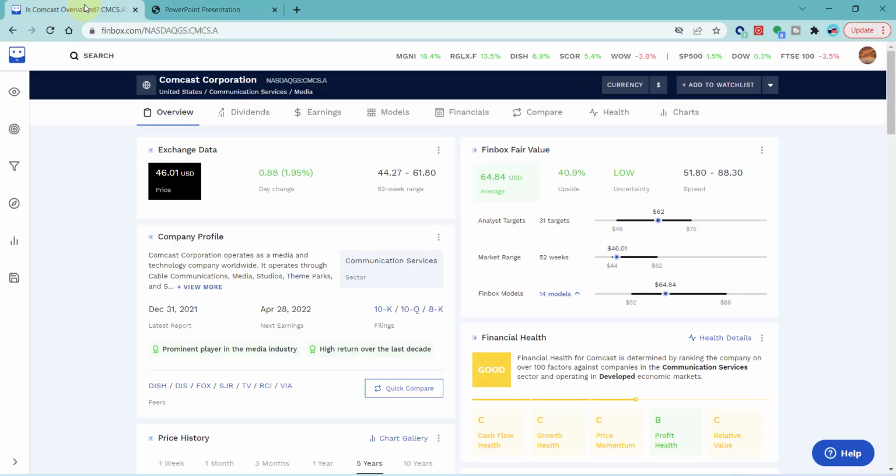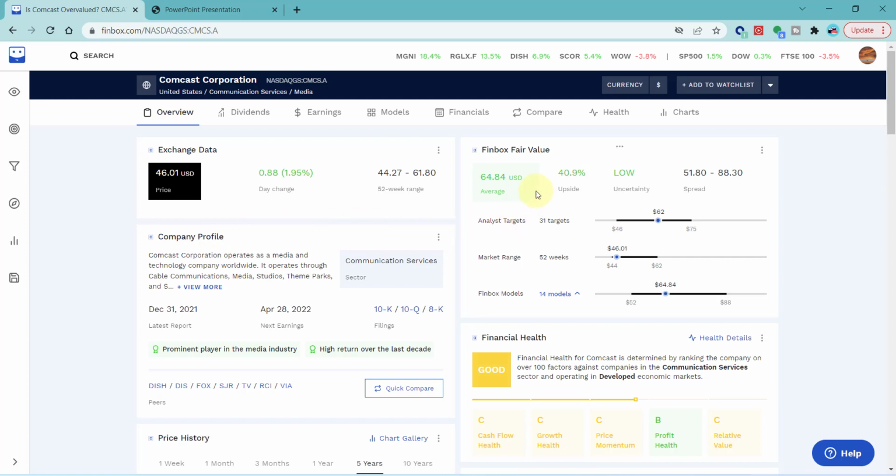If we flip over here to one of my favorite tools, Finbox, I'll try and put a link to Finbox in the description below. It's a paid service, but not terribly expensive. I think I pay about $20 a month, and it helps you value companies essentially, and provides a bunch of data on companies so you can evaluate them.